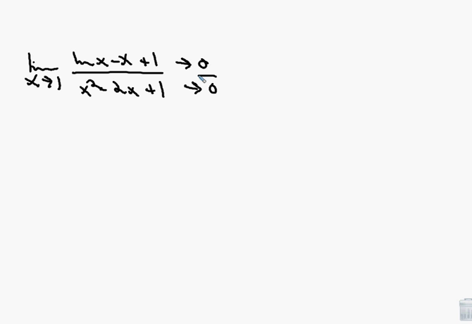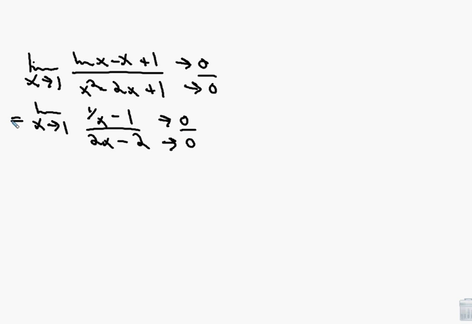So we take the derivative of the top and the derivative of the bottom. So we're going to take the limit as x approaches 1 again. Derivative of ln of x is 1 over x. Derivative of x is 1. Derivative of 1 is 0. And then we have derivative of x squared is 2x. Derivative of 2x is 2. Okay, so now we plug 1 in again. 1 over 1 is 1, minus 1 is 0. 2 minus 2, also 0. So this thing is still indeterminate, but this new limit that we're taking also fits L'Hopital's rule, so we can do it again.